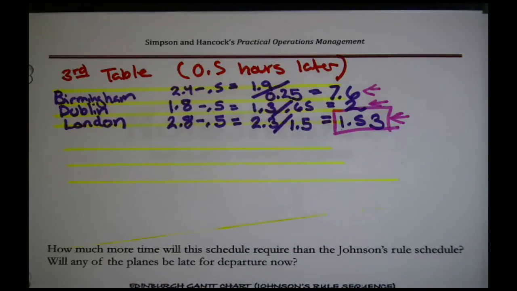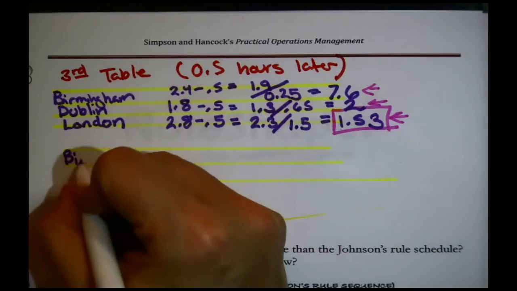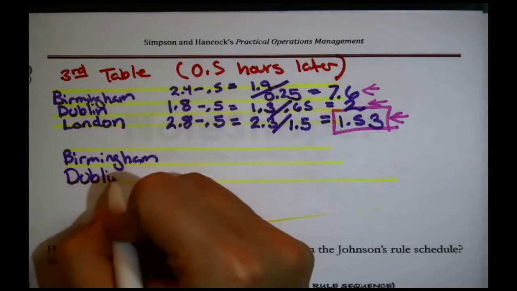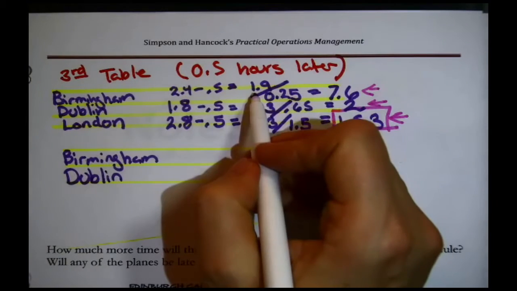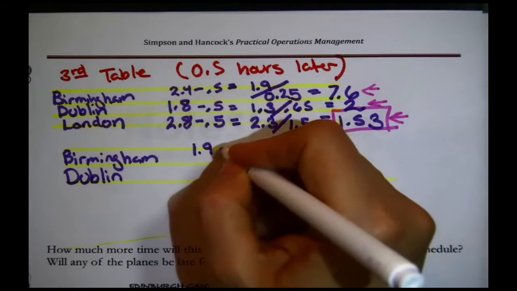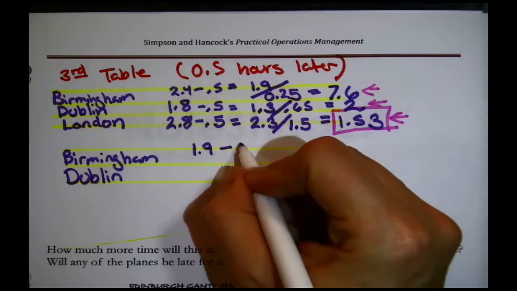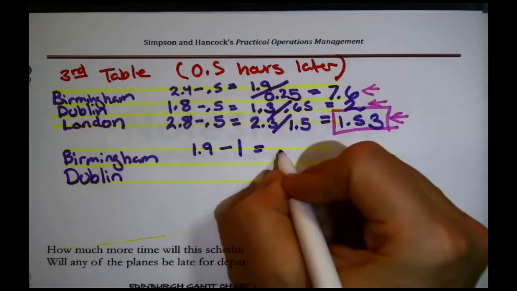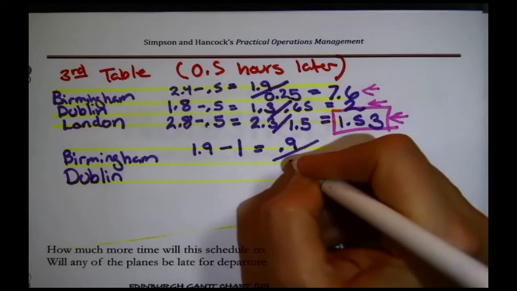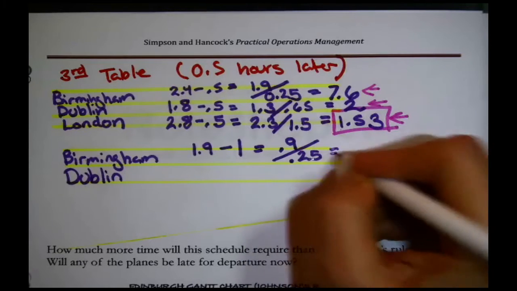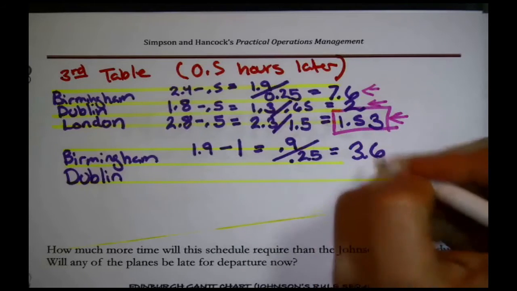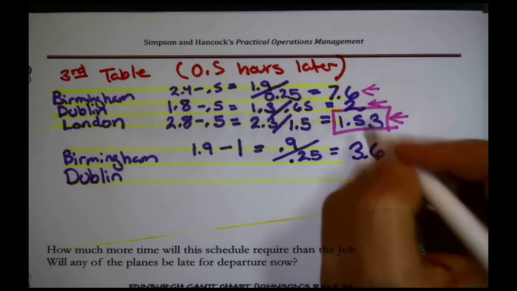Birmingham, again, or Dublin. In the case of Birmingham, the last time we were looking at that flight, we had 1.9 hours until it needed to depart. Now we know that we are working on the London flight in unloading, so it's going to be a full hour later, which means that we are down to 0.9 hours before it needs to depart. The denominator doesn't change. It's still a quarter of an hour. 0.9 divided by 0.25, I get 3.6. Now the ratio has fallen to 3.6. Notice how they're getting smaller?